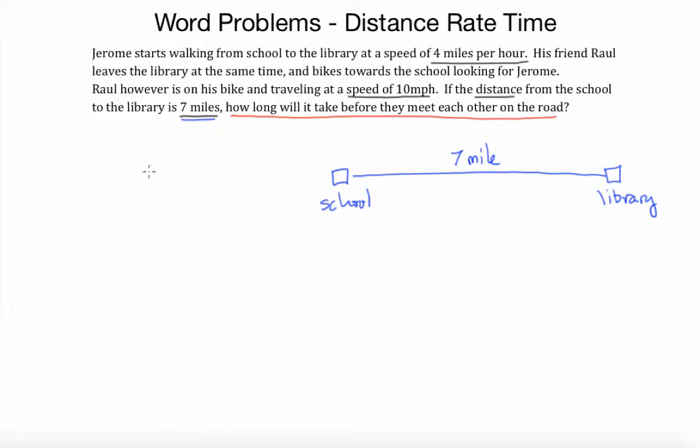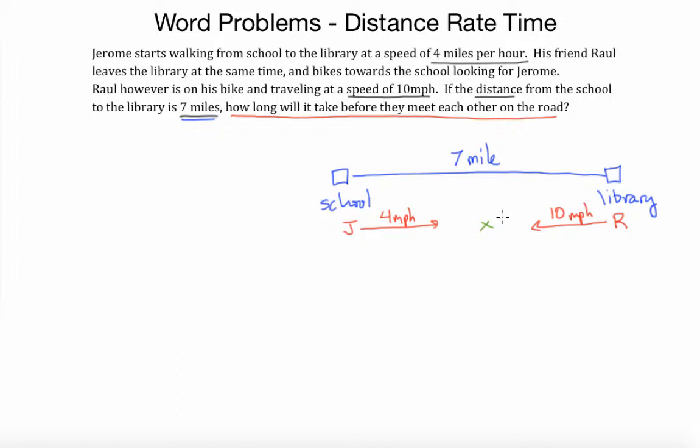On the left, we've got Jerome walking from the school to the library. So there's my Jerome, and he's going this way at 4 miles per hour, a good walking speed. However, we've got Raul starting from the library heading this way at a faster speed, 10 miles per hour. And the point is we're trying to find how long it will take, how many hours or whatnot, before they meet each other and cross each other on the road.